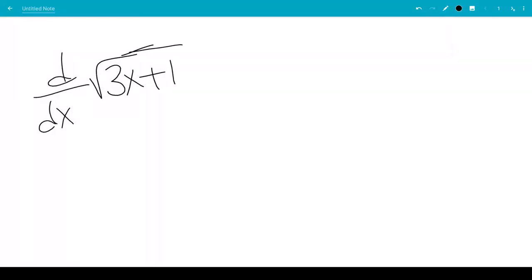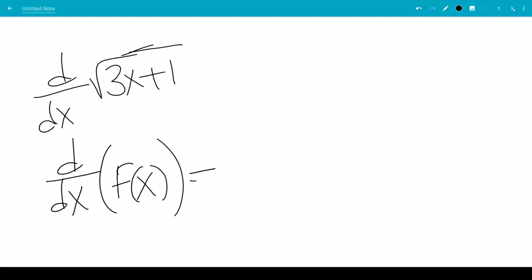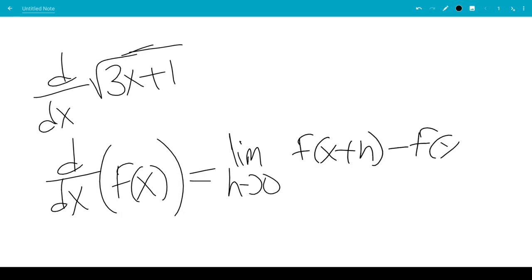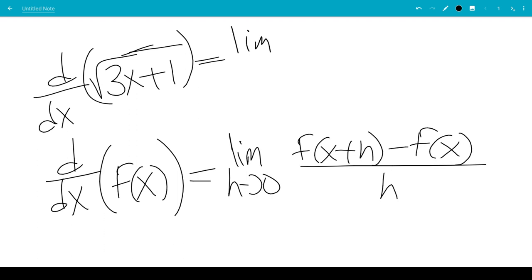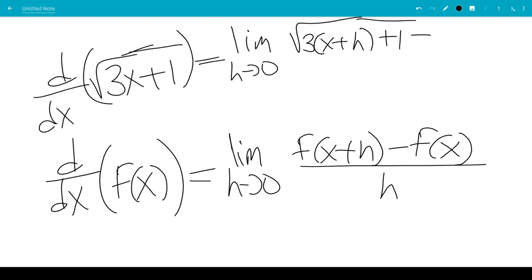In this video, we're going to do the derivative of the square root of 3x plus 1 using the limit definition. So the derivative of f of x using the limit definition of derivative is the limit as h goes to 0 of f of x plus h minus f of x over h. So this derivative will equal the limit as h goes to 0 of the square root of 3 times x plus h plus 1 minus the square root of 3x plus 1, all over h.